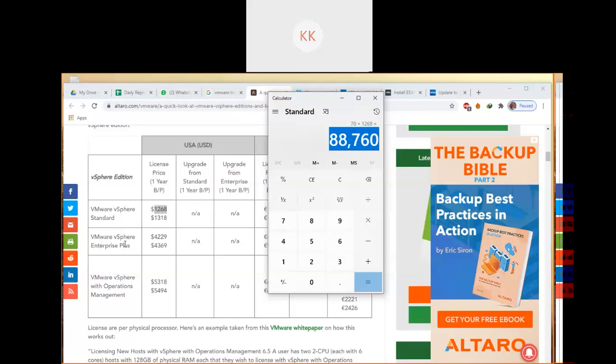Next you can see the enterprise. Now you can see the cost of enterprise, 4369 into say 70. How much? 3,05,800 something like that. So this is not the fixed one, it will be more than this, not less. So this much you have to pay if you go with the enterprise plus edition, and if you go with the operation management, then how much will you have to pay?